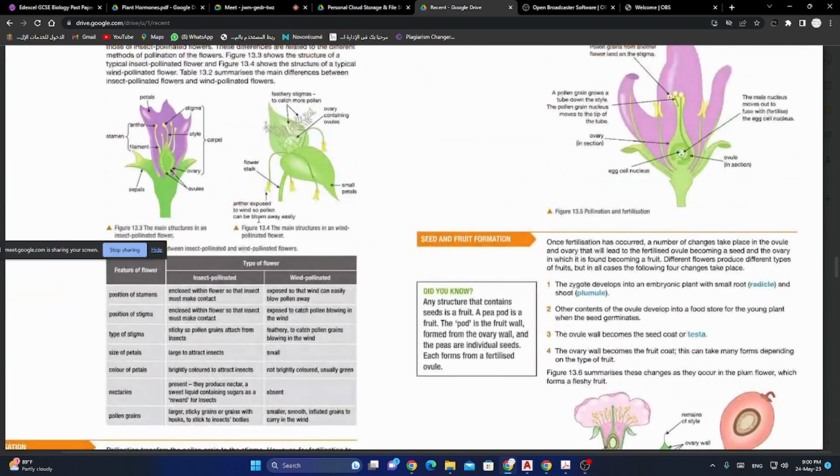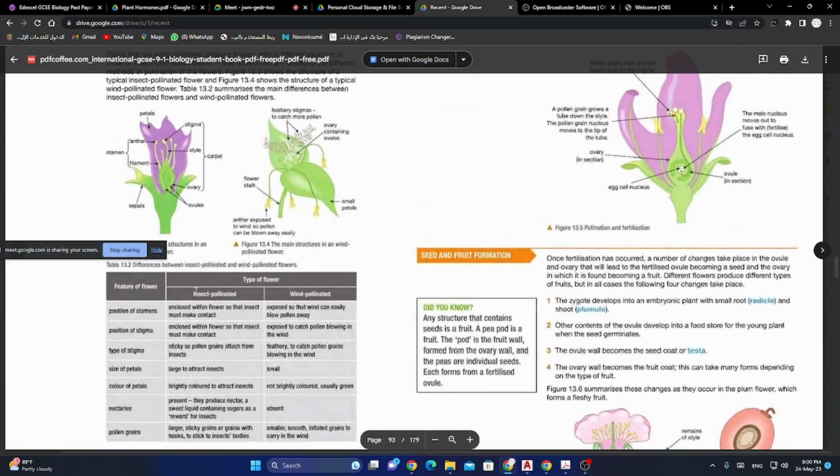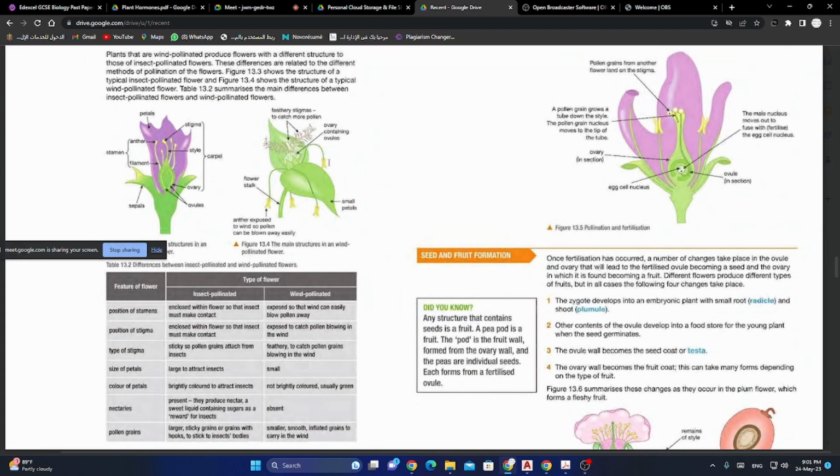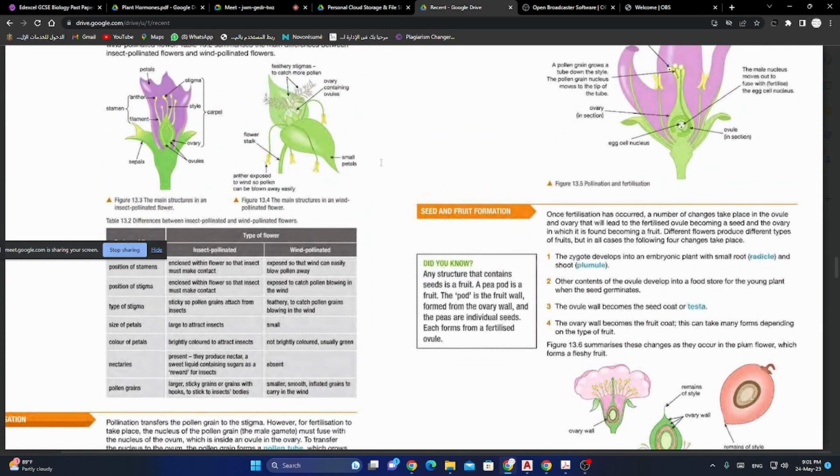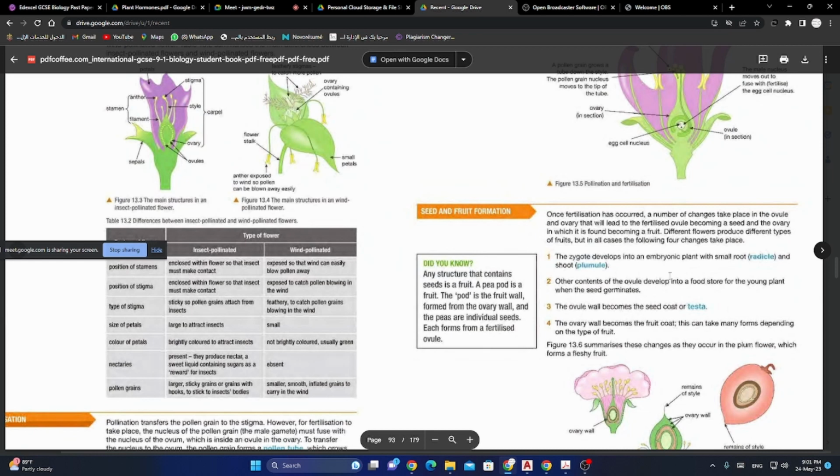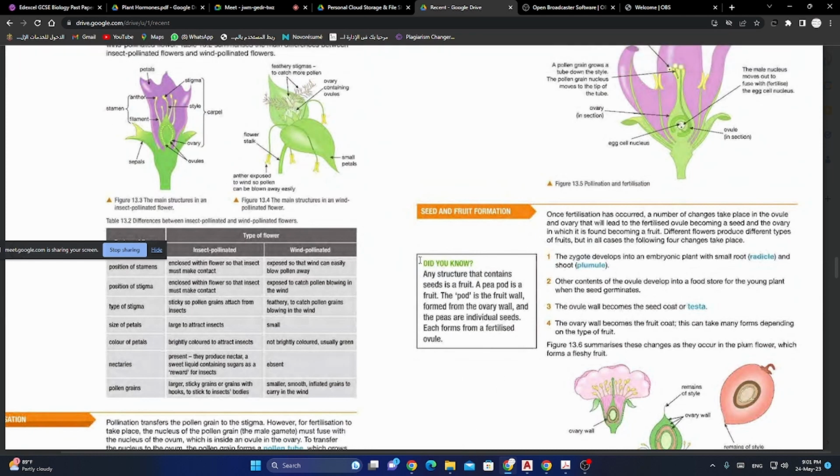Okay. Here they're just summarizing the differences between insect pollinated and wind pollinated again. Do I have to explain it again, or do you understand it from the PowerPoint?